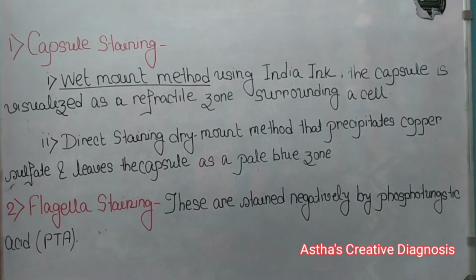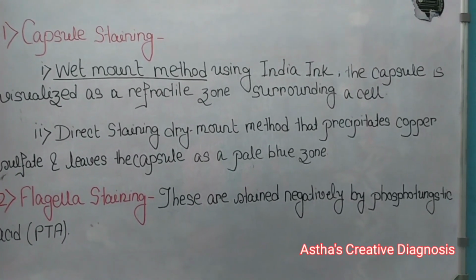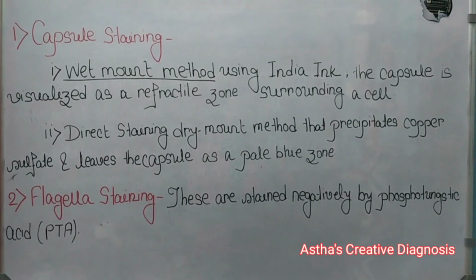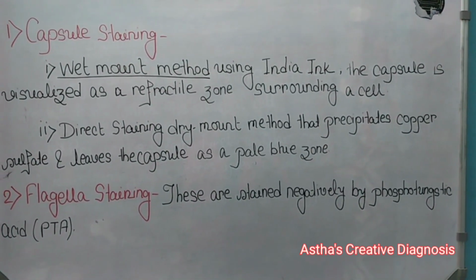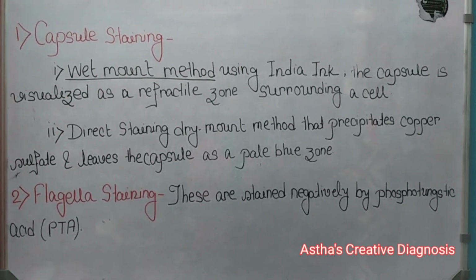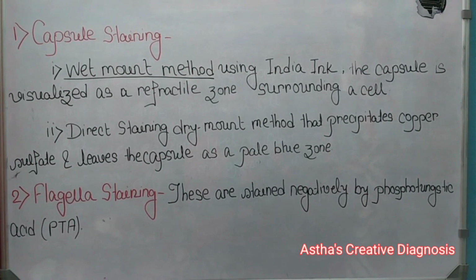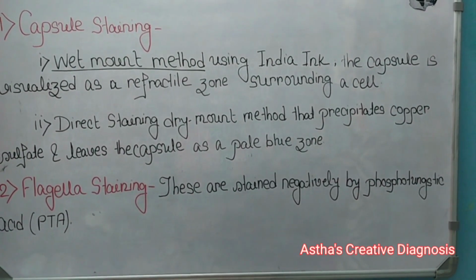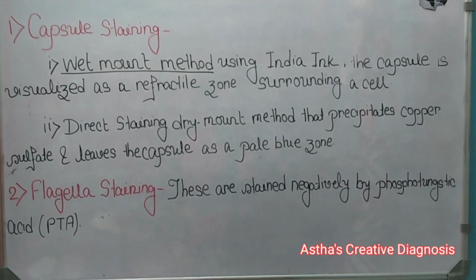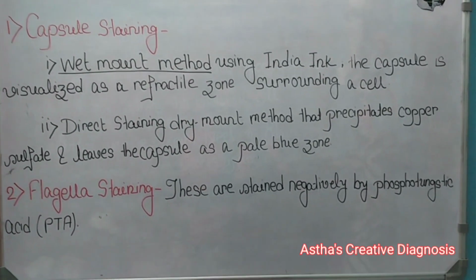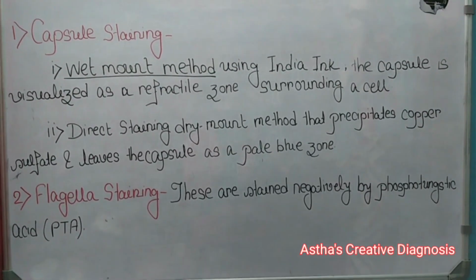Capsule staining. Number 1. Wet mount method. Using India ink, that is negative staining, the capsule is visualized as a refractile zone surrounding a cell. Number 2. Direct staining, dry mount method, that precipitates copper sulfate and leaves the capsule as a pale blue zone. Number 2. Flagella staining. These are stained negatively by phosphotungstic acid, that is PTA.